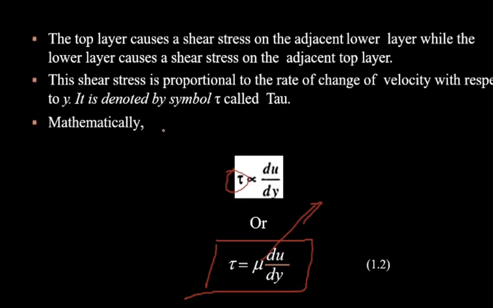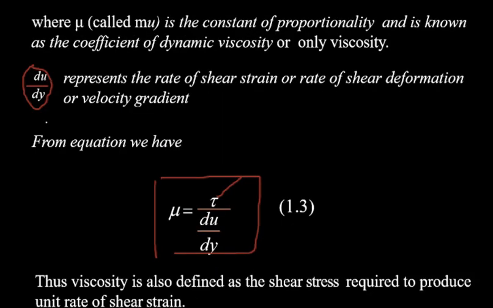The resistance is given by the shear stress, tau, and that tau is proportional to the rate of change of velocity with respect to y. When this proportionality is equated, we get a term called mu. So this mu is nothing but the constant of proportionality, and is known as the coefficient of dynamic viscosity, or only viscosity.